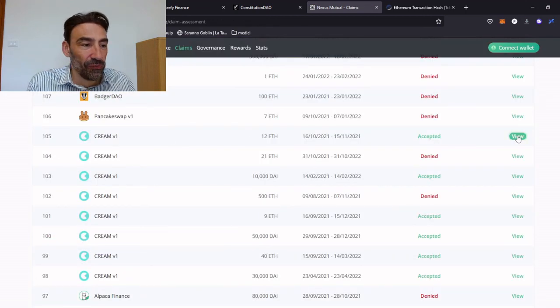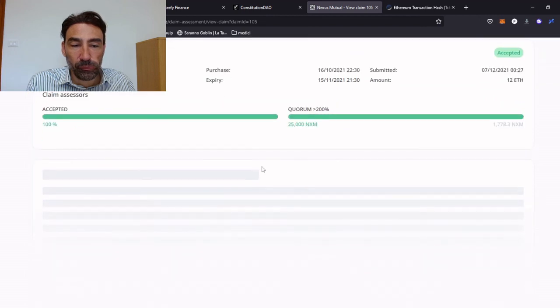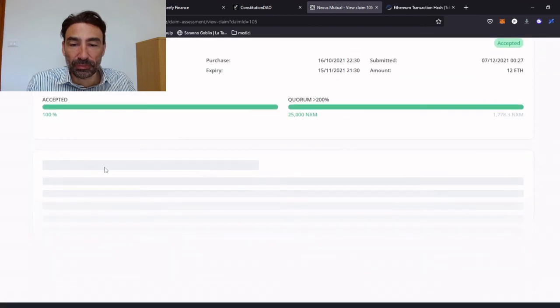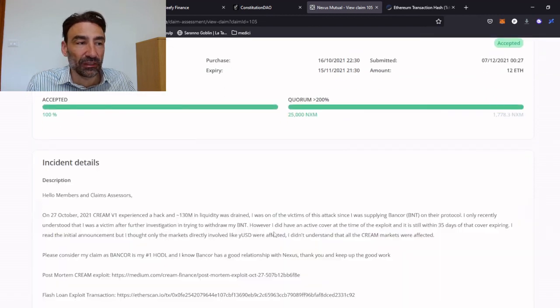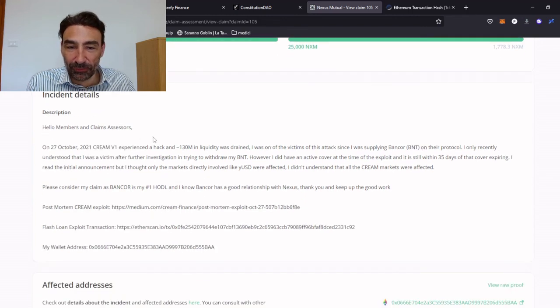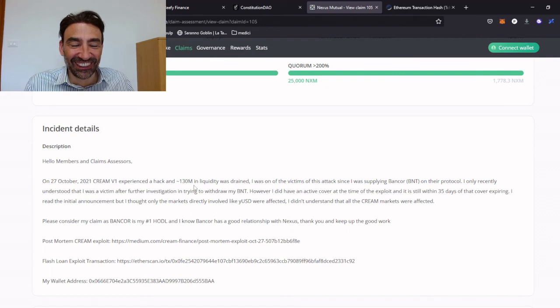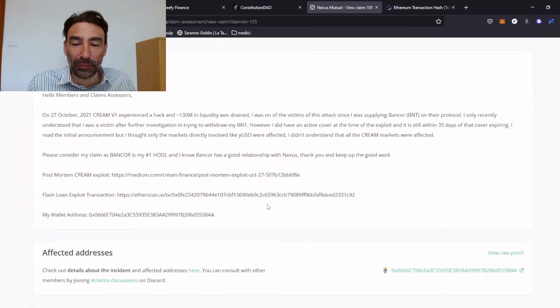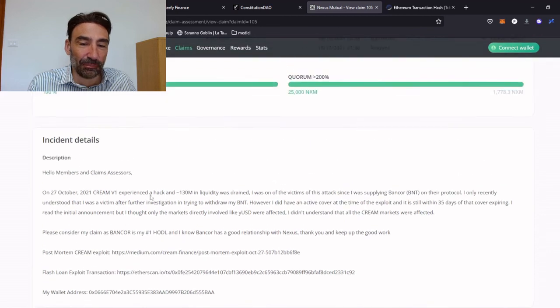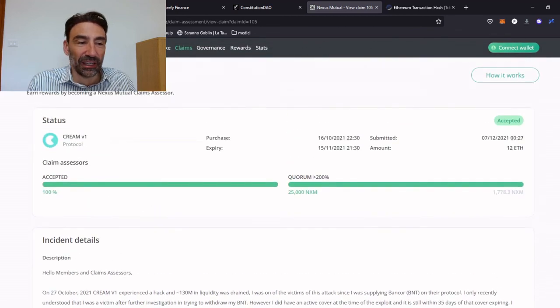This one. Oh no, okay, here you see. Hello, members and claim assessors. The claimant describes being the victim of an attack on the protocol, and so on. They accepted and they sent back the money.